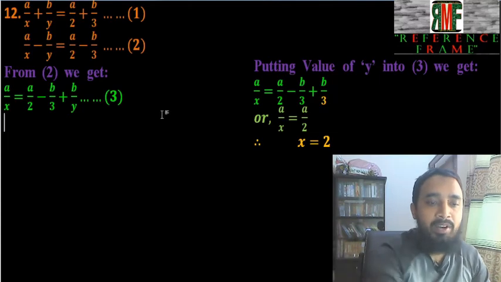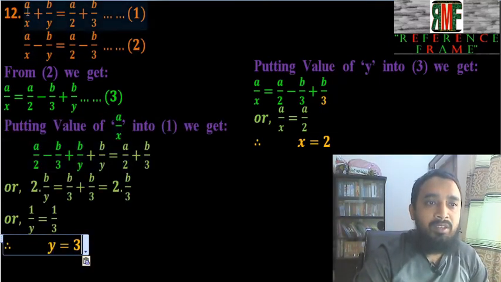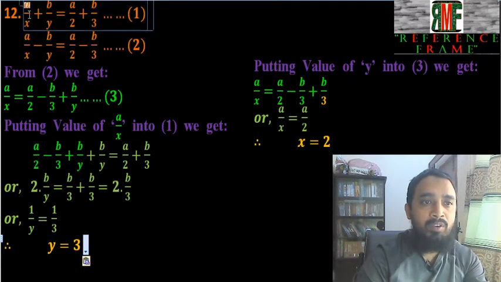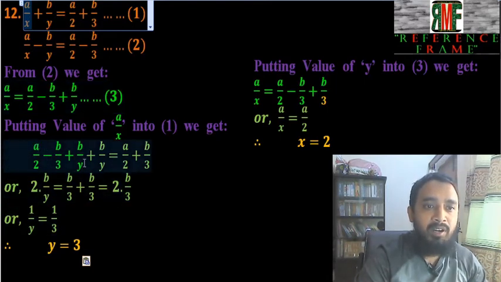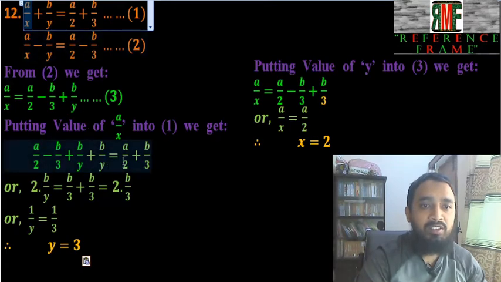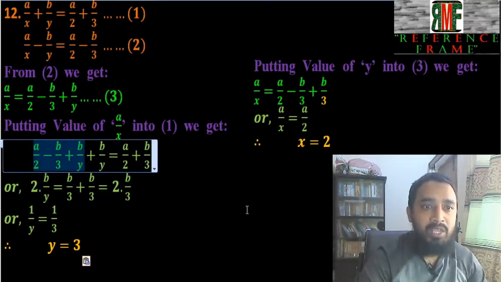Now putting down the value, what are you going to have? Putting down the value of a by x into 1. So a by x, look here, we just put down the value of a by x from this equation, from 3. So this part is the value of a by x, and plus b by y is equal to a by 2 plus b by 3. So this whole part marked inside the box, they are the value of a by x.